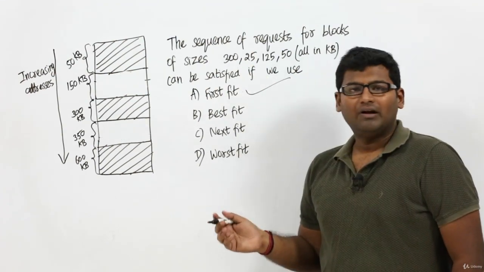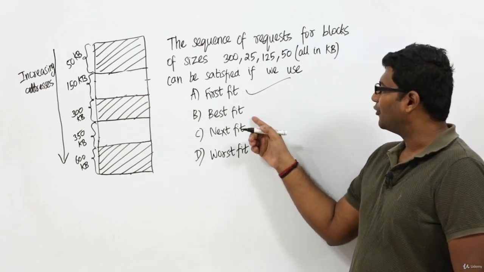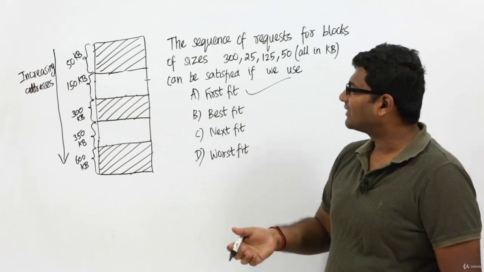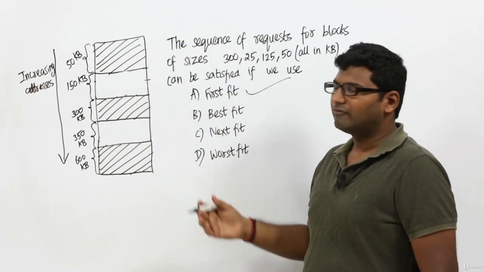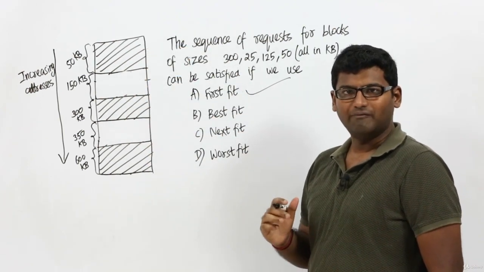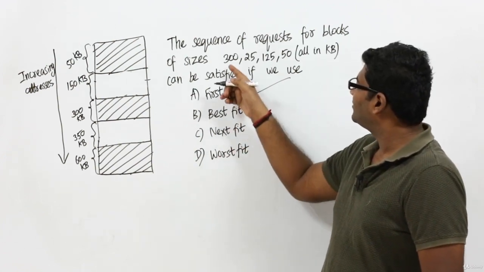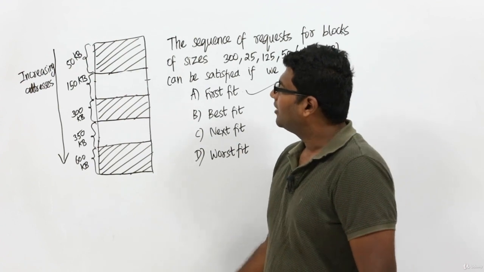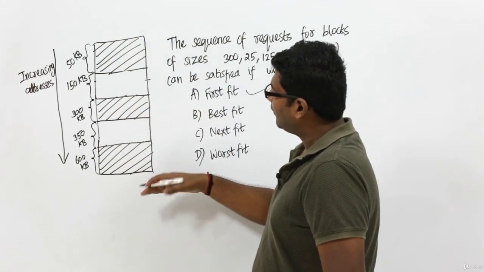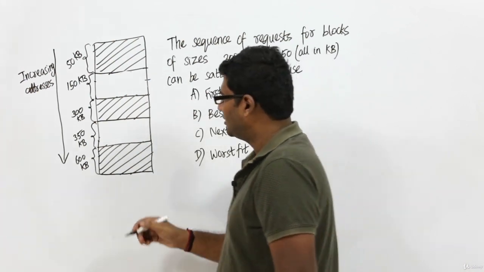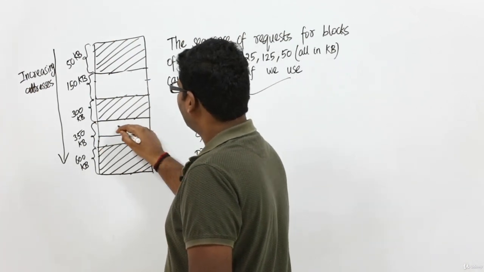Now let's see what will happen if we use best fit. See what is meant by best fit. In best fit, we will scan the complete RAM and find out the smallest hole which is big enough to hold our process, and then we will allocate it. Now whenever a 300 KB process comes into the RAM, we will scan the complete RAM and find out that this is the smallest hole which is big enough to hold the process, and so we will allocate the 300 KB over here.